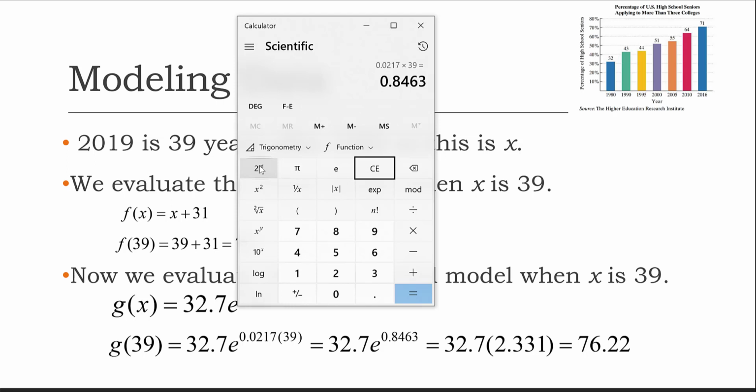Now remember, on this calculator, which I actually showed in the Unit 2 discussion video, the base e is a second function. So I'm going to hit second, and I notice it comes up down here. When I hit that key, this number is the number of base e raised to that power. You can see that right there, and I put that here in the slide. And then I'm finally going to multiply by 32.7, and I come up with about 76.22.